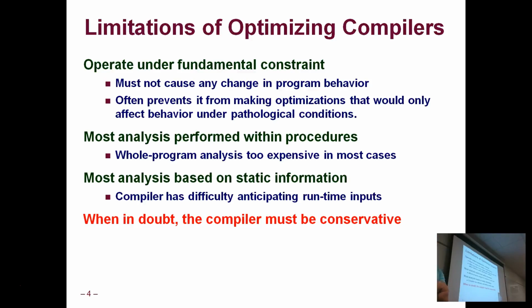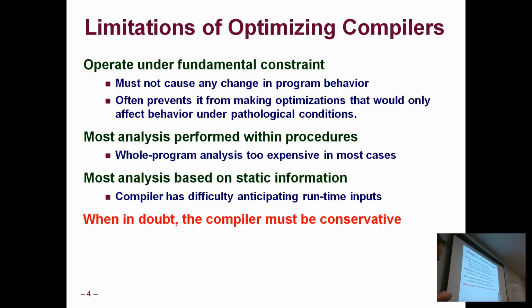A compiler operates under a fundamental constraint. It must not cause any change in program behavior whenever it does an optimization. Your program cannot deviate from correctness because the compiler decided to choose one kind of code, one kind of compilation method versus another. And this often prevents it from making aggressive optimizations. Now you can actually do the risky thing and turn the highest level of optimizations on, but typically the compiler is just going to say, no, I have to be conservative when I'm compiling because I don't want to affect your correctness.